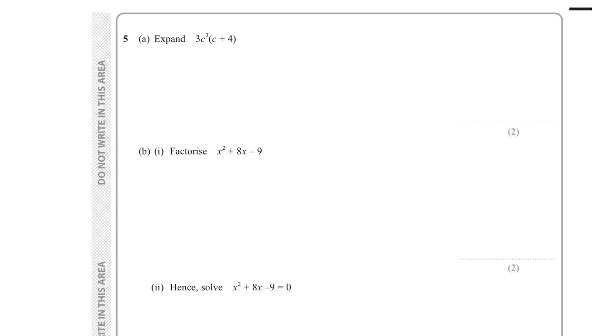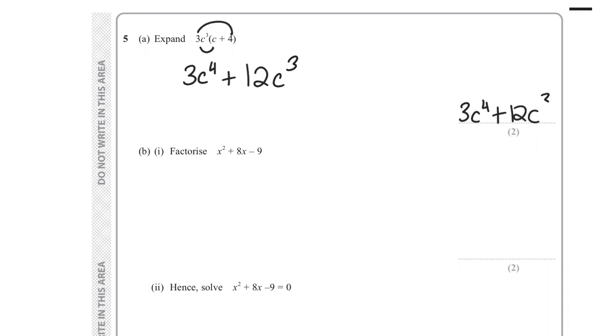Okay, algebra page of questions here. This is multiplying out the brackets. So 3c cubed times c would give me 3c to the power of 4. And then we would multiply the 3c cubed by 4. So 3 times 4 is 12, and c cubed stays as it is. That would be your final answer.